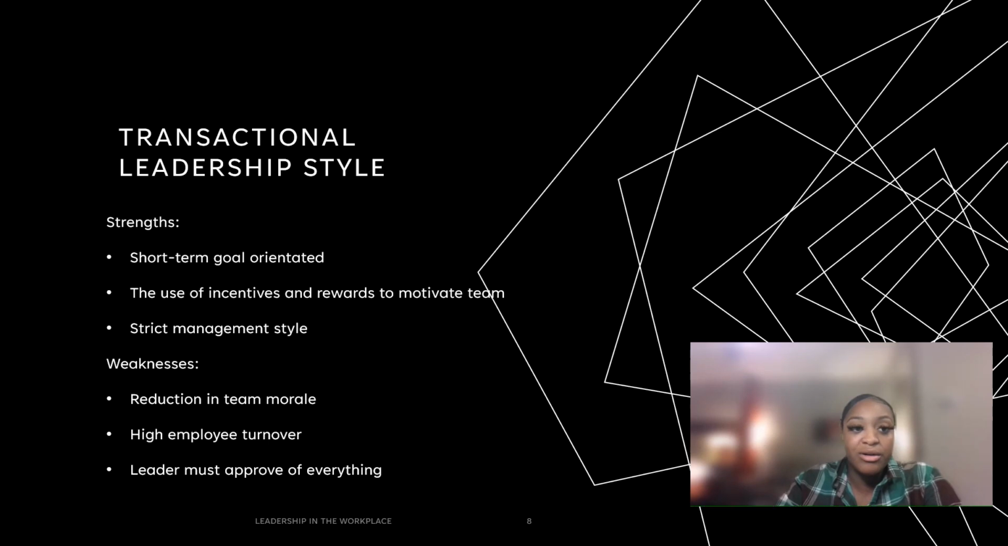With a high employee turnover, it can cost the company a lot of money on trainings, lower the quality of care for patients, and negatively affect the organization's reputation. With a leader approving of everything, it can come across as overbearing, which would lessen a person's confidence, which could then also affect their quality of work.